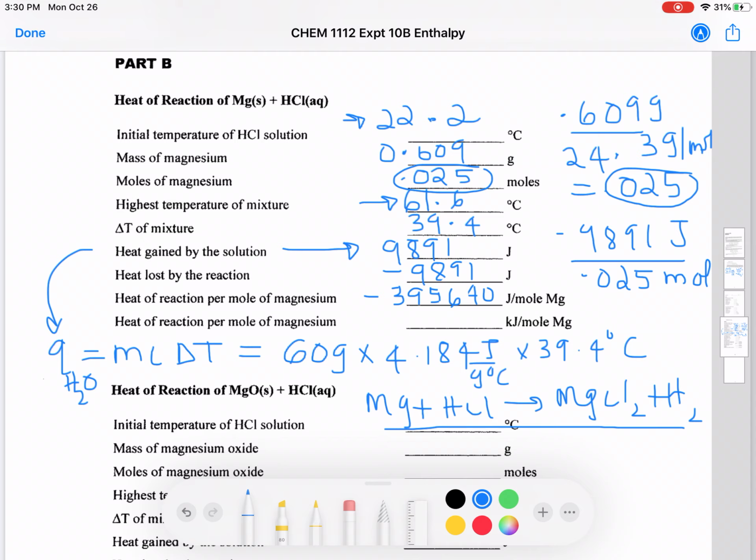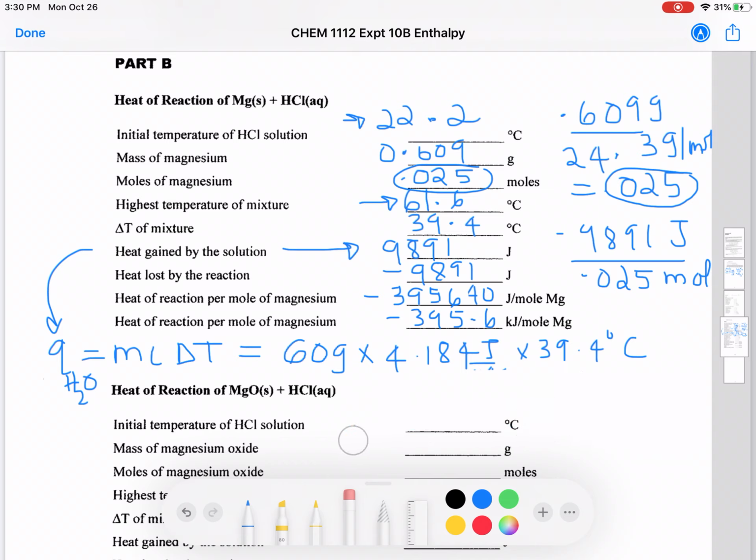And the next one, you need to convert it to kilojoules. Heat of reaction per mole of magnesium is in joules. Now you need to convert it to kilojoules per mole of magnesium. So basically you divide it by 1000 to convert it to kilojoules, and that would be negative 395.6. Negative 395.6. I divided by 1000. Okay, that is the heat of reaction per mole of magnesium. What we found out is the delta H for this particular reaction per mole of magnesium.